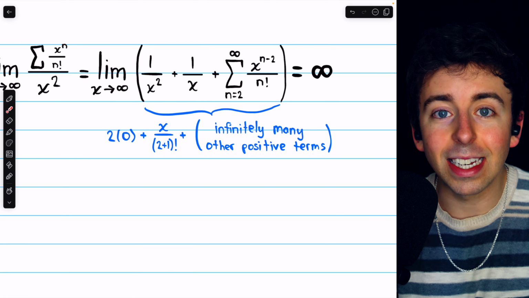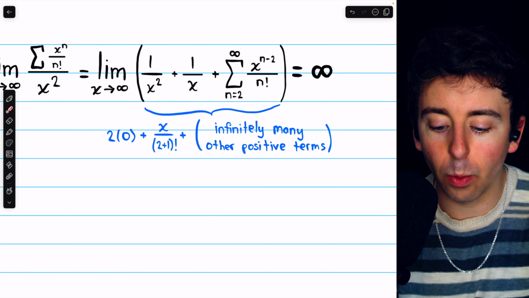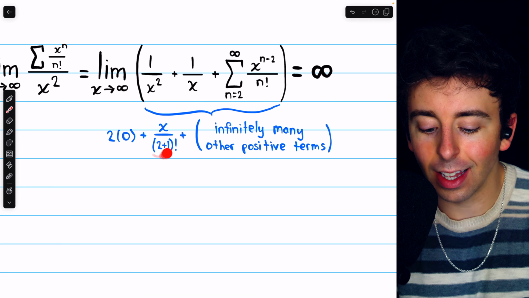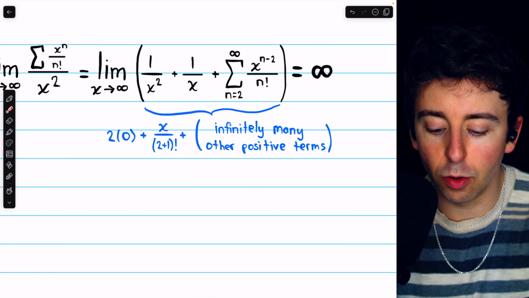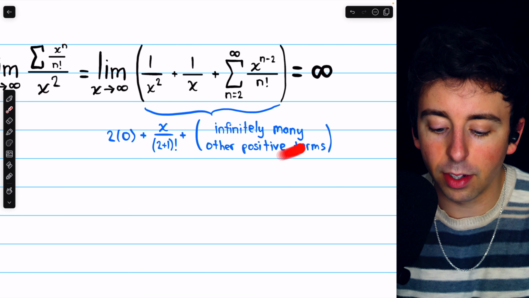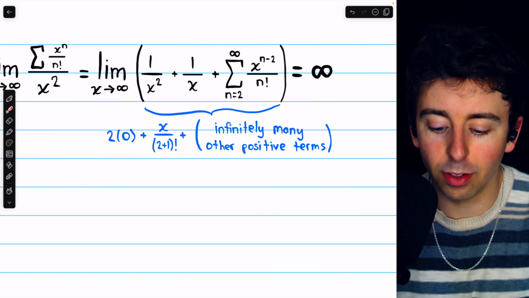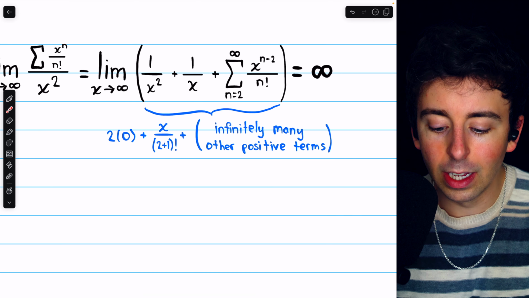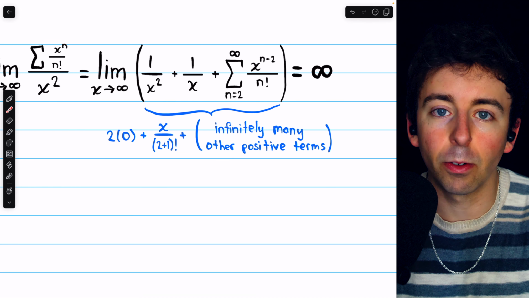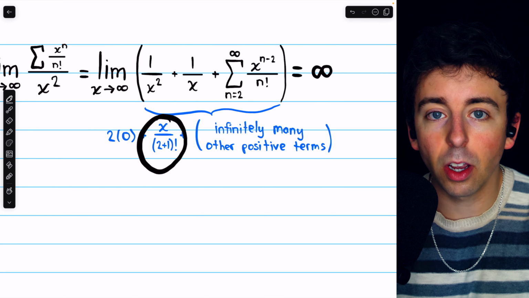Then the first term of this series is just 1 over 2. But if we consider the next term, when n equals 3, we would have x to the power of 1 divided by 3 factorial, which looks like this, x divided by 2 plus 1 factorial. Aside from that, we would have infinitely many other positive terms throughout the rest of this series. The terms are positive because they all just consist of x to some power divided by a factorial, and x is going to infinity, so everything here is positive.